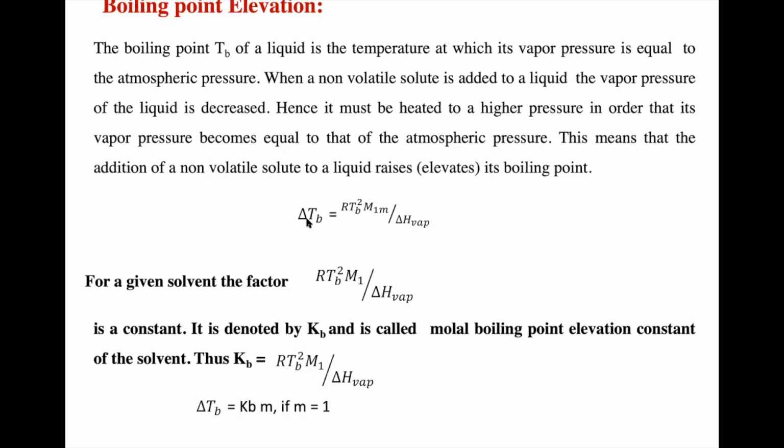Okay, so this is the mathematical equation of boiling point elevation. Delta T is equal to R T square M1 upon delta H, where this is the enthalpy of vaporization. So for a given solvent, this value can be treated as a constant, and it is denoted by Kb, which is called the boiling point elevation constant. So Kb is equal to R Tb square M1 upon delta enthalpy of vaporization. In order to define the value of Kb, if you put m equal to 1, then you will get delta Tb is equal to Kb.